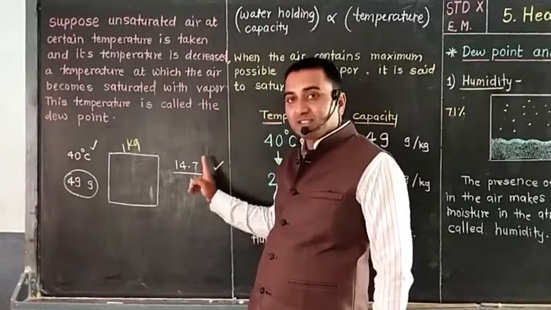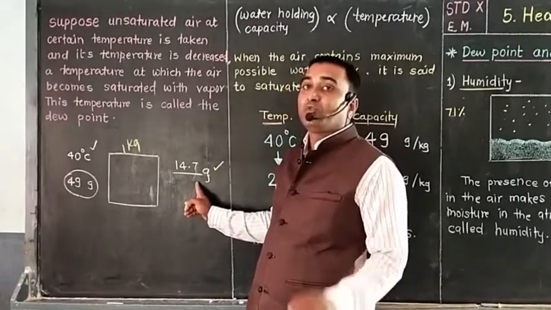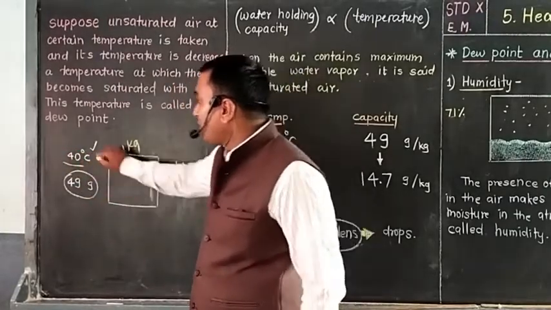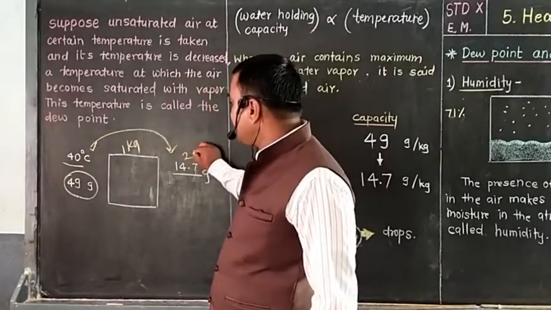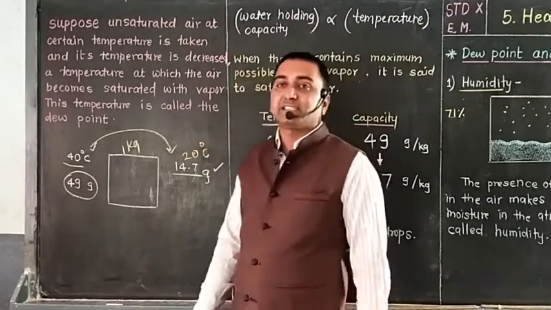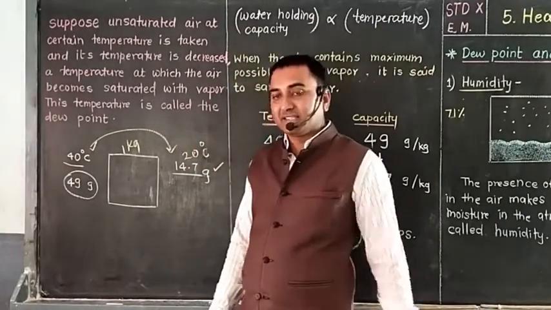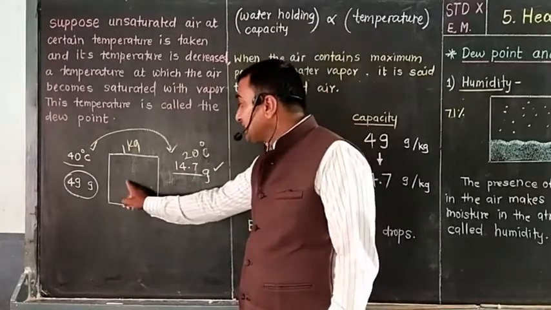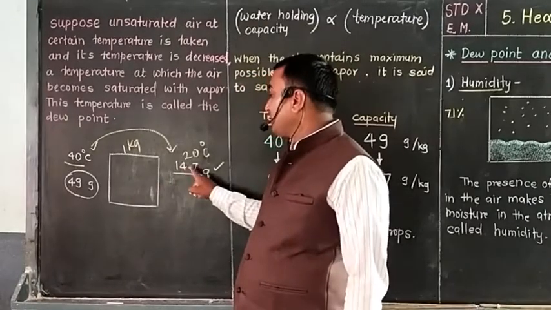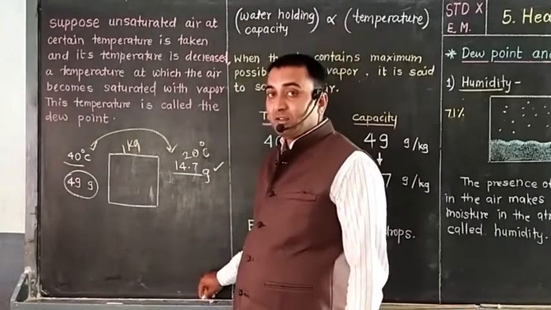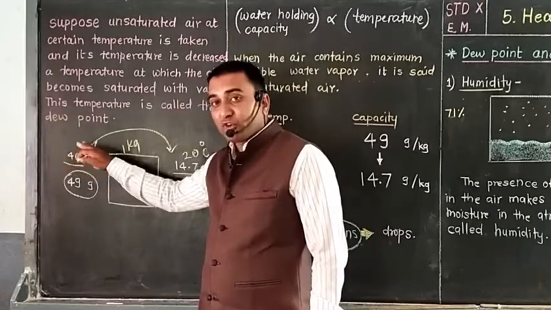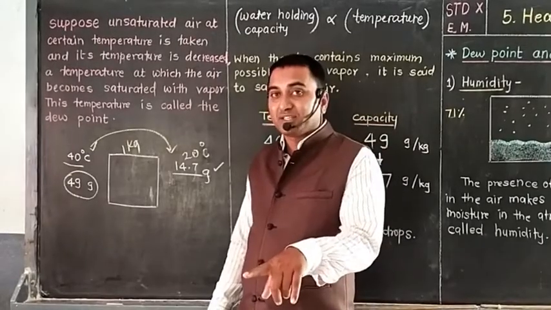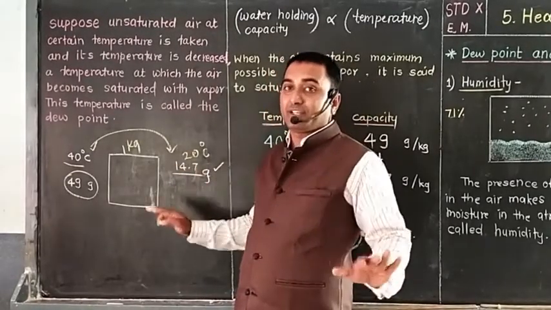14.7 gram, this is the capacity or saturation limit for 20 degrees Celsius. So what to do? Now the temperature of that air block should be decreased and set at 20 degrees Celsius. So at 20 degrees Celsius, the limit is 14.7 gram, and the present water vapor is also 14.7 grams. So what happened here? By decreasing the temperature from 40 degrees Celsius to 20 degrees Celsius, after decreasing that much temperature, now this air block is saturated.